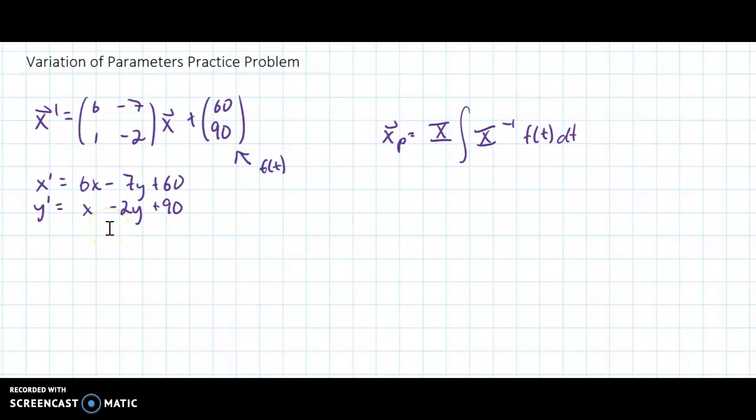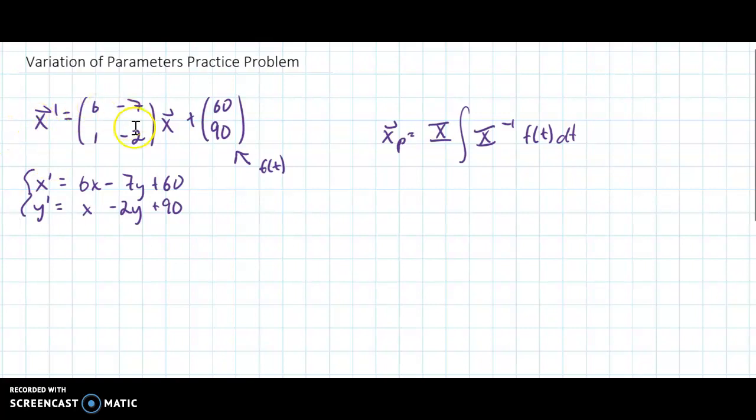Hey y'all, we are gonna do one variation of parameters practice problem here. The question could be written in a couple different ways. You could see it like this: x prime equals this matrix times x plus 60, 90. That equation there is equivalent to these two equations together.